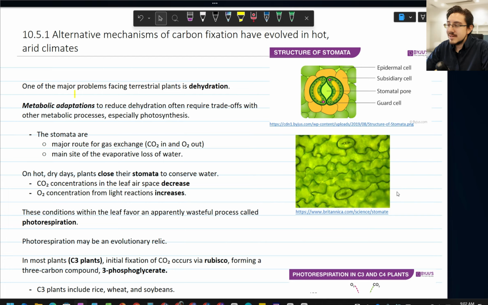In today's video, we're going to look at part 2 of chapter 10 of Campbell's Biology, which is photosynthesis. This is 10.5, alternative mechanisms of carbon fixation have evolved in hot, arid climates. So let's get to it.